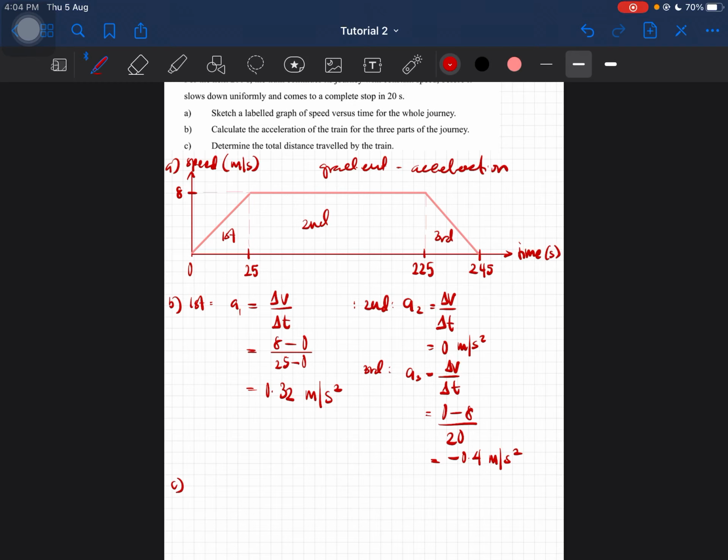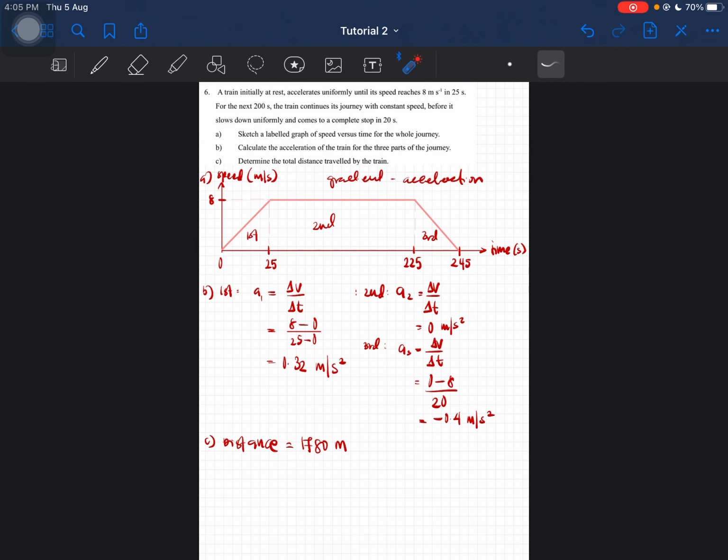And then the final question is asking us about the total distance traveled. We know that if it is a speed against time graph, the total distance can be calculated by calculating the area under the graph. So the area under the graph will tell us the total distance. So I'm just going to conclude that the distance is equal to 1780 meters. What you do is just find the area under the graph. This is a triangle, this is a trapezium, and this is a triangle. Okay, so that is question 6.